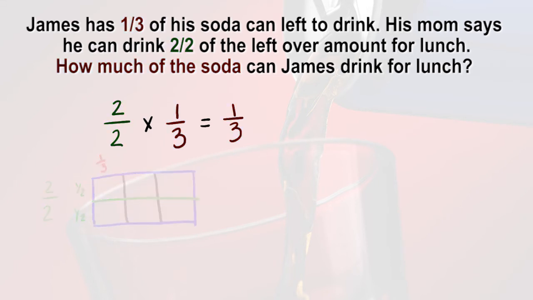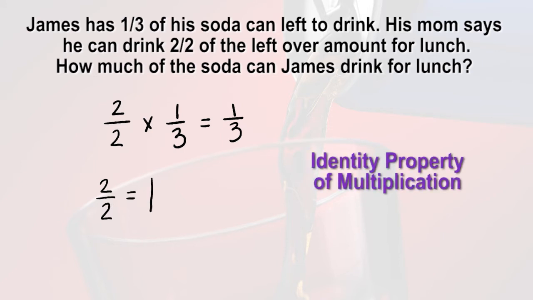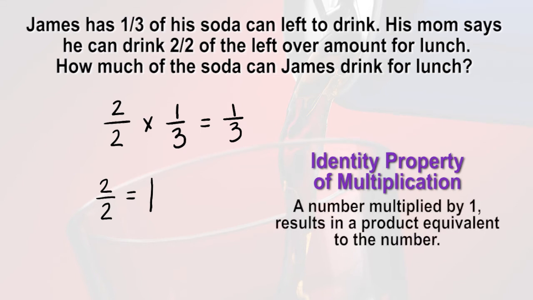Let's look back at the first factor of 2/2. 2/2 is equivalent to 1 whole, or 1. Students have learned about the identity property of multiplication. The identity property of multiplication states that any number multiplied by 1 is that same number. So it makes sense that the fraction of 1/3 multiplied by 2/2, or 1, would equal itself, 1/3.